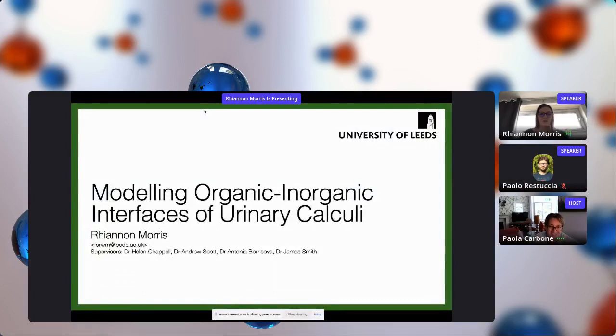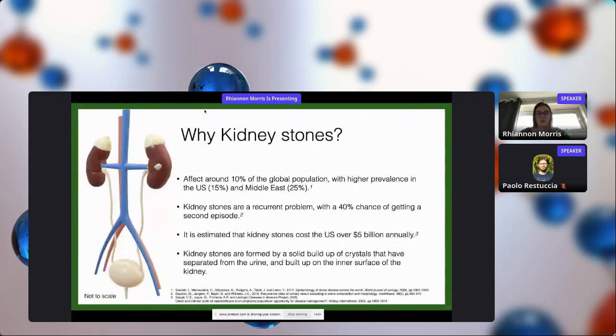Hi, I'm Rhiannon Morris, and I'm a PhD student at the University of Leeds. My project is modelling the organic and inorganic interfaces of urinary calculi. So why kidney stones? They affect around 10% of the global population, with a higher prevalence in the US, Middle East, and Japan. Kidney stones are a recurrent problem, and after a first kidney stone, you're 40% more likely to get another, and after a second, 60% more likely to get a third.